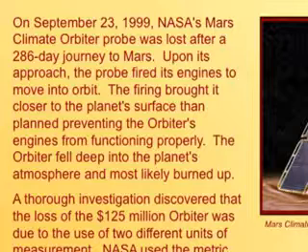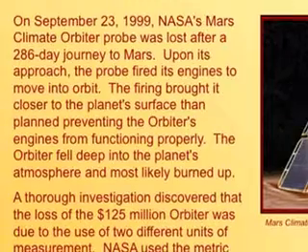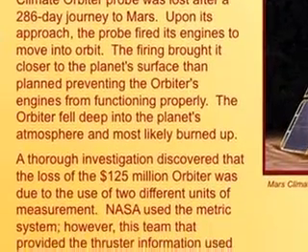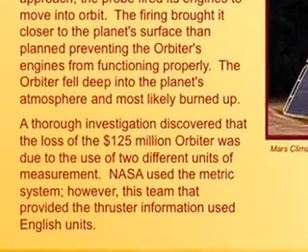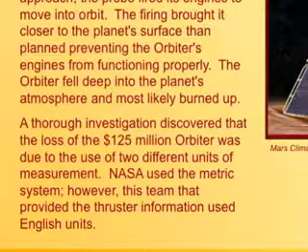When it got to its final approach, it fired its engines to move into orbit, and it brought it closer to the planet's surface than planned, preventing the orbiter's engines from functioning properly. So the orbiter fell deep into the planet's atmosphere and burned up and crashed. Ooh. A thorough investigation discovered that the loss of the $125 million orbiter was due to two different units of measurement. NASA used the metric system, right?